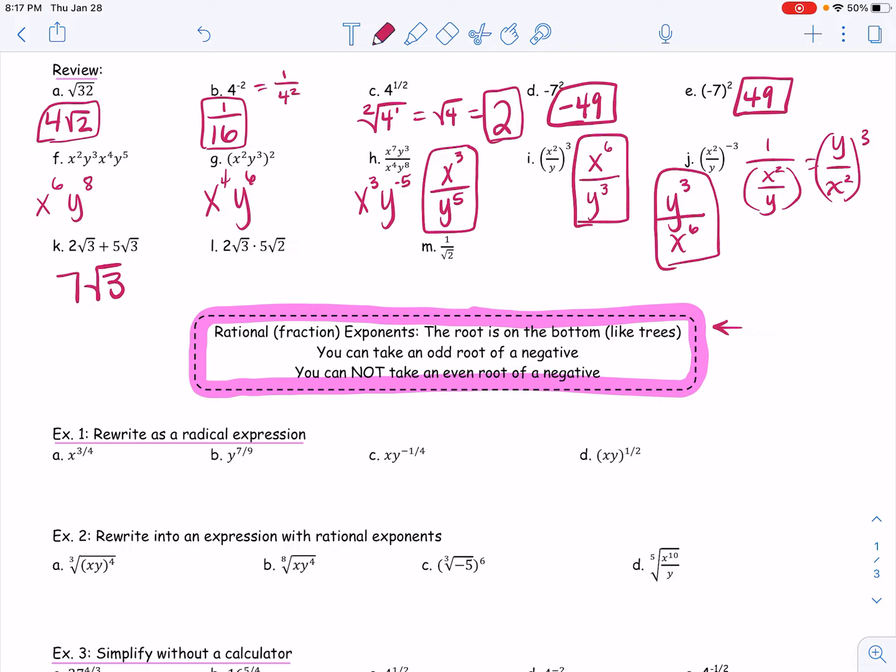If I'm multiplying or dividing, then of course I can combine those. And when I multiply for like L, I actually multiply the constant or the whole number with the whole number, and I multiply the radical with a radical.